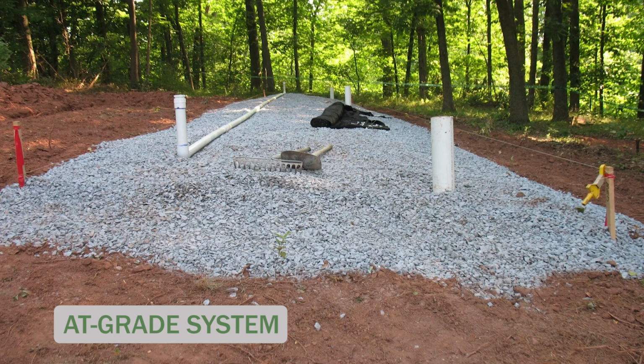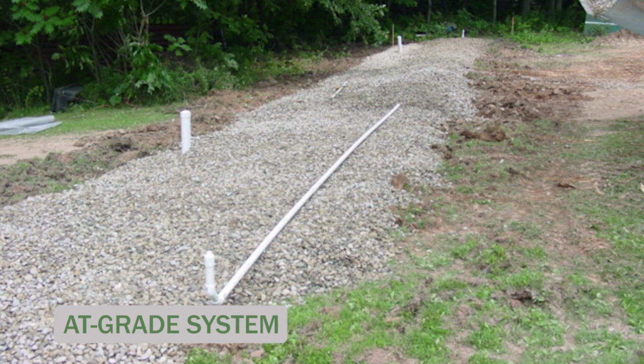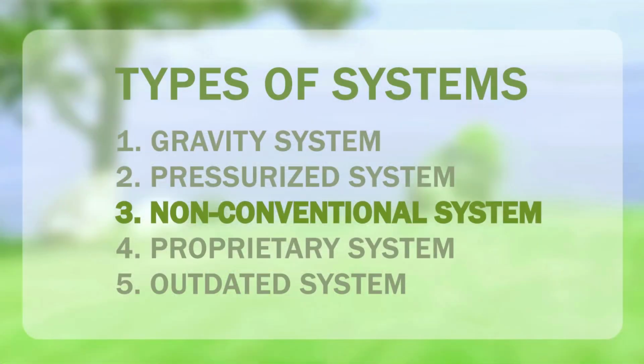Similar to the mound system, an at-grade system may also be used where there is a shallow water table, bedrock, or restrictive soil horizon. For at-grade systems, the pressurized distribution system is installed within a gravel bed that is constructed just above the natural ground surface. The sewage effluent from a pump tank is distributed through the distribution laterals, drains through the gravel bed, and into the soils below.